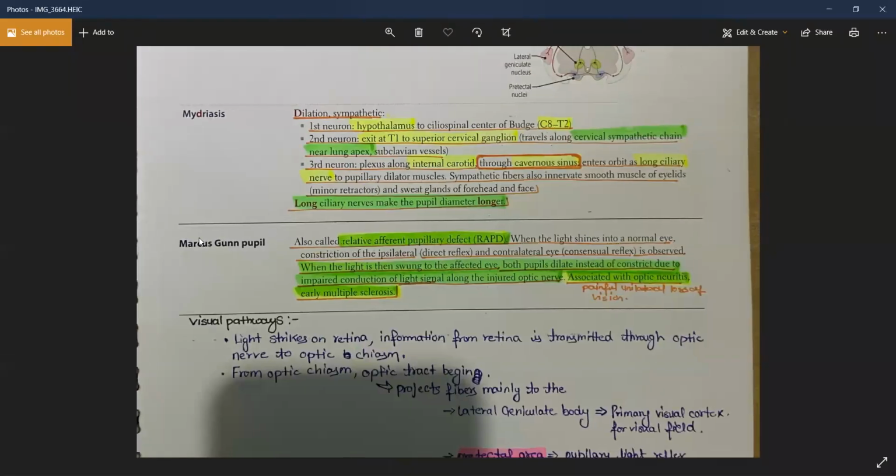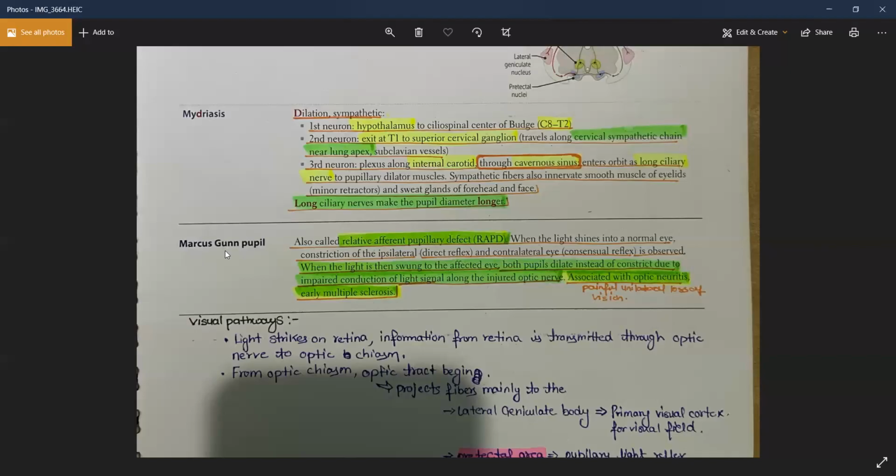Okay, now you have the Marcus Gunn pupil, and that happens in what condition, if anyone remembers? Optic neuritis. Yeah, multiple sclerosis. Multiple sclerosis, right? It is also known as, look for the name, relative afferent pupillary defect. That means you're having a defect in the afferent limb. And what nerve is carrying the afferent limb? Second nerve. That means you're having a defect in the second nerve, and that is the optic nerve, which makes sense because in multiple sclerosis, I'm having demyelination. Or I can say all these nerves which are lined by my oligodendrocytes, and that is my second nerve.